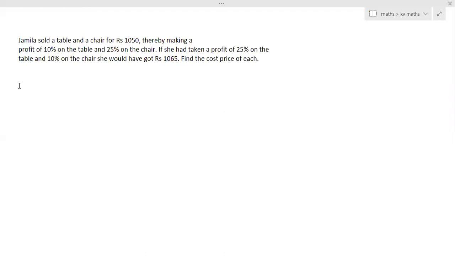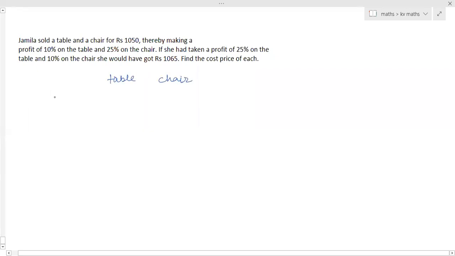Now, if she had taken a profit of 25% on the table and 10% on the chair, that is, reversing the values, she would have got rupees 1065. Find the cost price of each. For this, you need to remember the profit and loss formula. So we will write all the given things in a table form, table and chair. We will consider its cost price, CP of table as X and chair as Y.